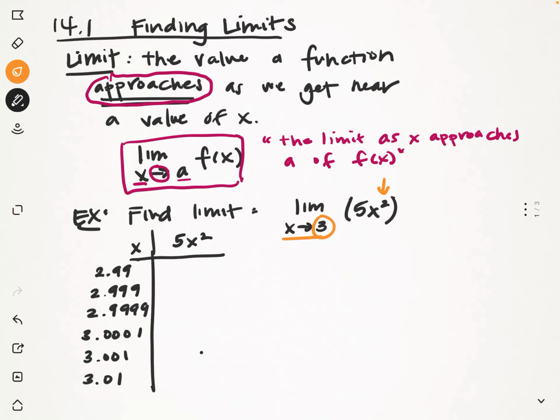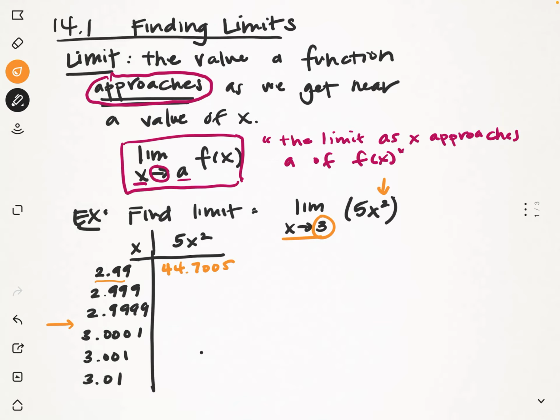I'm just going to use my calculator here. We're going to plug in 2.99. So 5 times 2.99 squared is going to be 44.7005. Notice we don't actually have a 3 here. We just have numbers that are getting closer and closer to 3. So we're just going to see what values we get here.